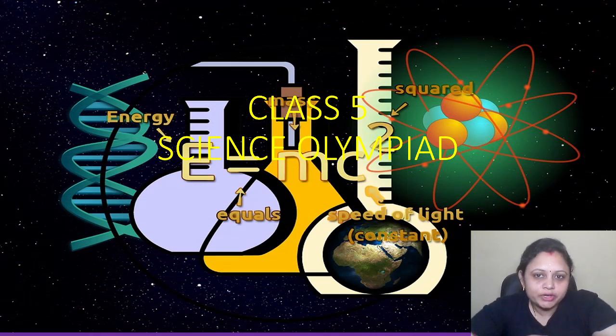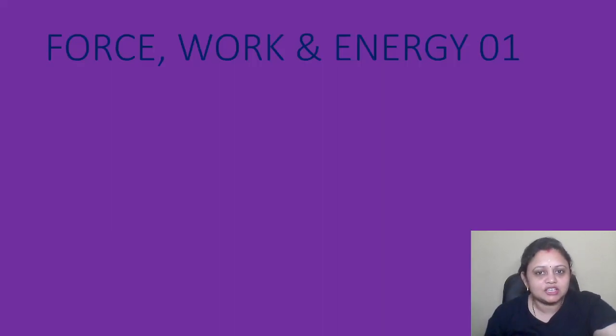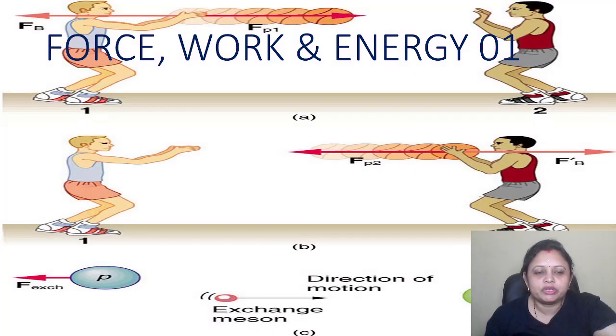So today we are going to read about Class 5 Science Olympiad. And in Class 5 Science Olympiad, which chapter are we going to read? We are going to start a new chapter, that is Force, Work and Energy. Okay, so are you all ready for it? Yes. So let's get started.